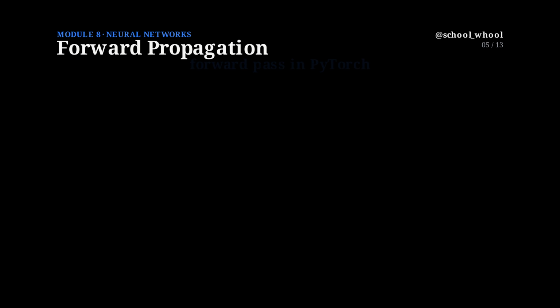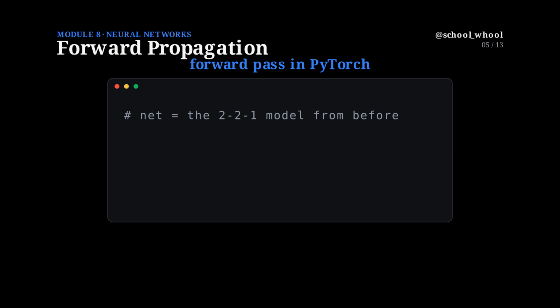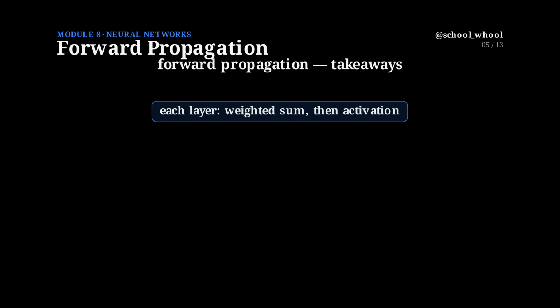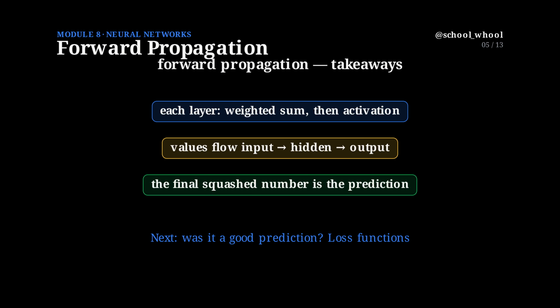You hand the network your input, and calling the model runs every layer for you. Out comes the same 0.78 we just worked out by hand, proof that the framework is doing exactly the arithmetic we traced. To recap forward propagation, each layer takes the values before it, forms a weighted sum, and applies an activation. Those values flow input, to hidden, to output, and the final squashed number is the prediction.